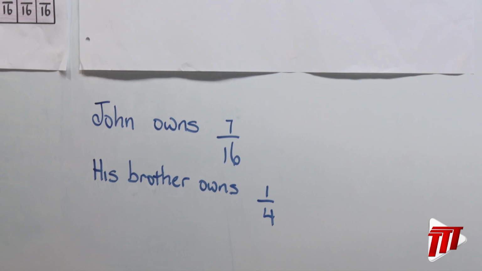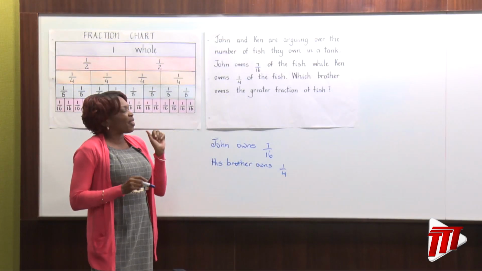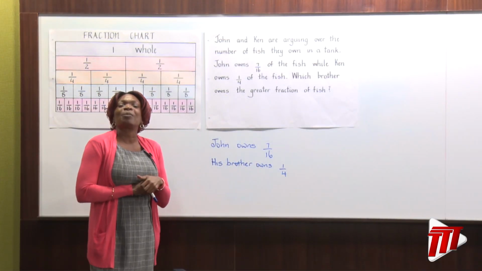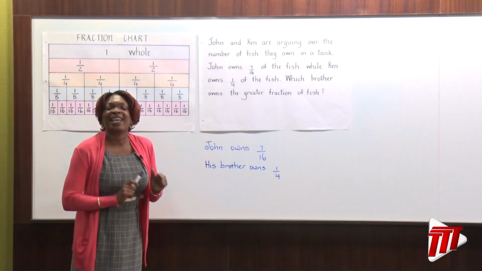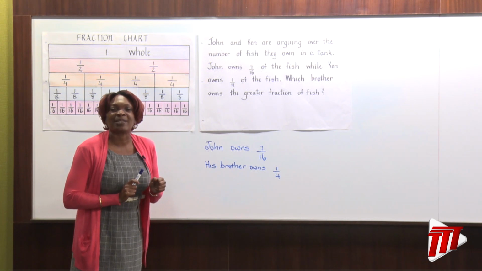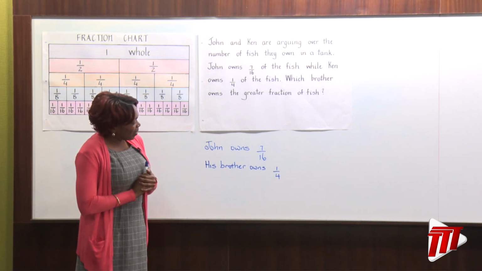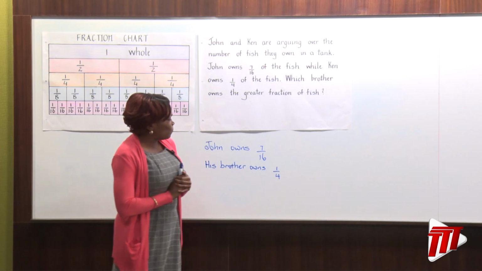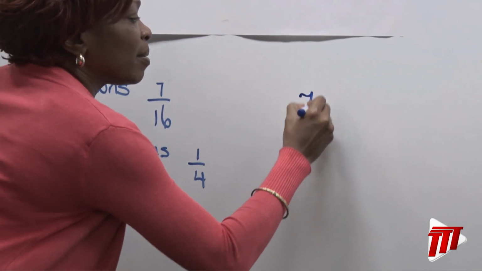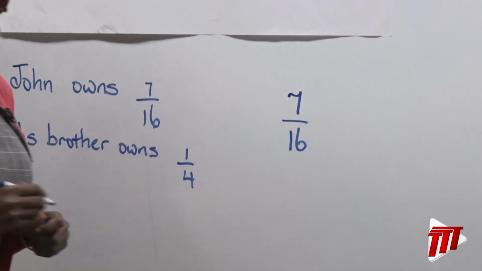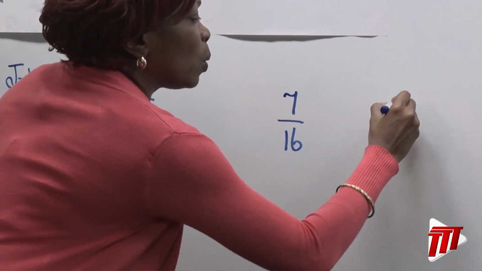The question is, which brother owns the greater fraction of fish? So what we need to do is to apply what we just learned, equivalent fractions. Let's see. We have 7/16. I'm pulling them out. We have 1/4.